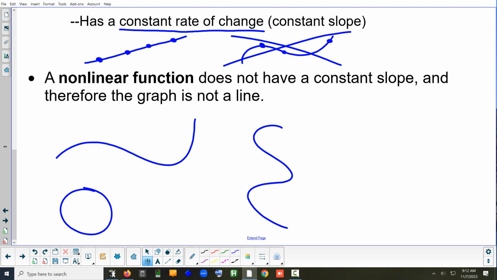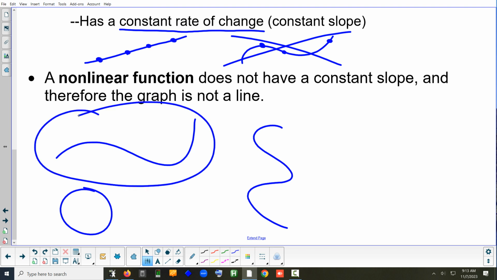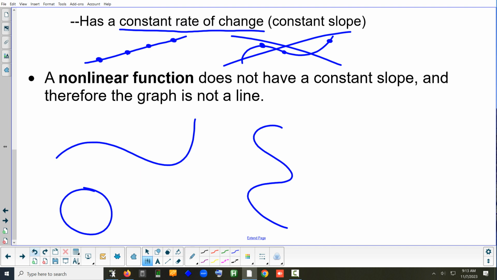Now let's just ask if they're functions. That's a little more general. Is this one a function? No. How about the one on the right that has that wave shape? No, that fails the vertical line test. How about this one? Is this a function? Yeah, it's a function, but it's not a linear function.